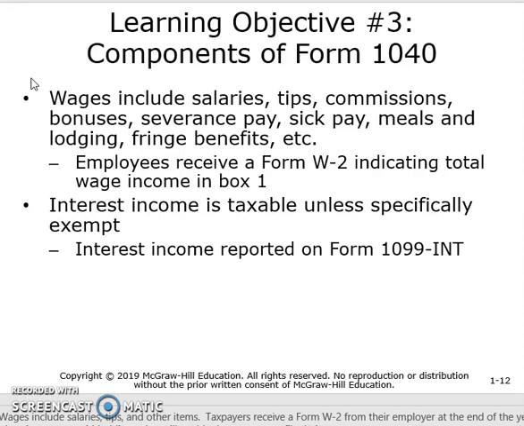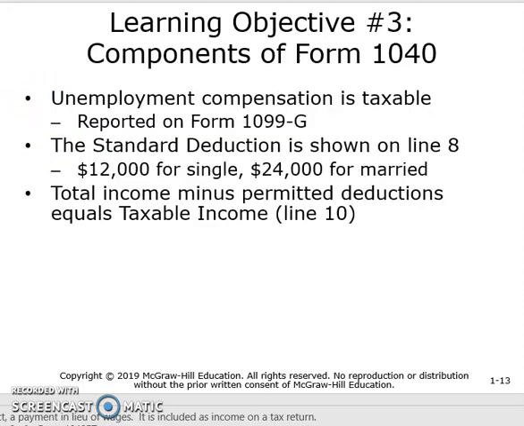Interest income is going to be reported to the taxpayer on a Form 1099-INT, and you would receive those from your bank or your investment company. Next, unemployment compensation is taxable, and that is reported to the taxpayer on Form 1099-G. The 1099-G is a 1099 that's issued by a government entity.